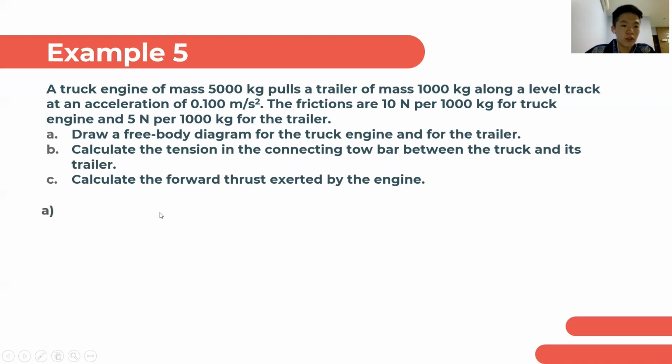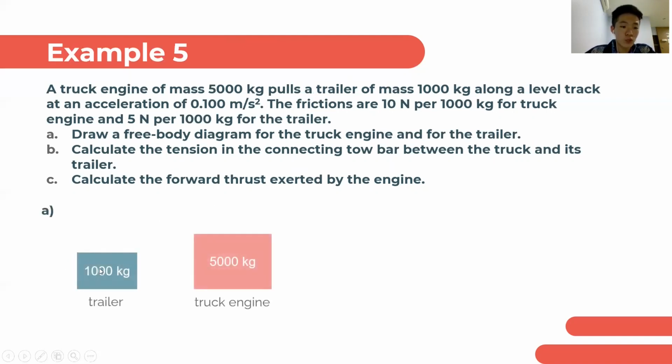So we'll draw two bodies, a trailer which is 1,000 kg and a truck engine which is 5,000 kg. They are moving at an acceleration of 0.100 meters per second squared, so they're moving to the right side. And because they are connected by a tow bar, there must be a tension between them. So there's a tension in the tow bar.